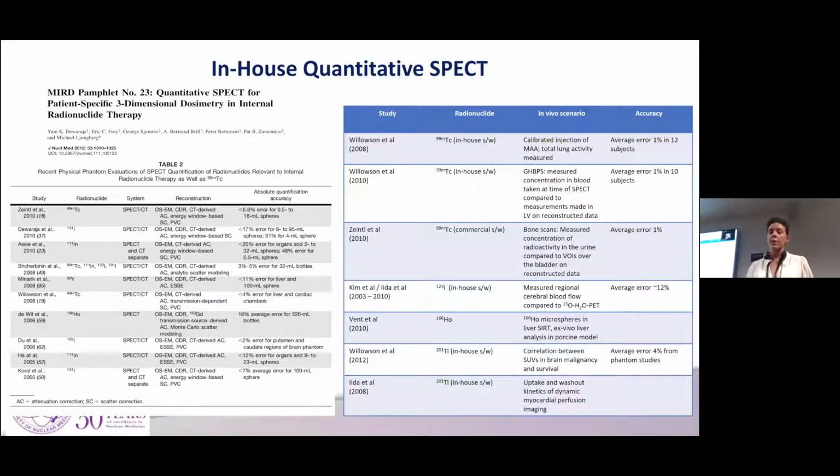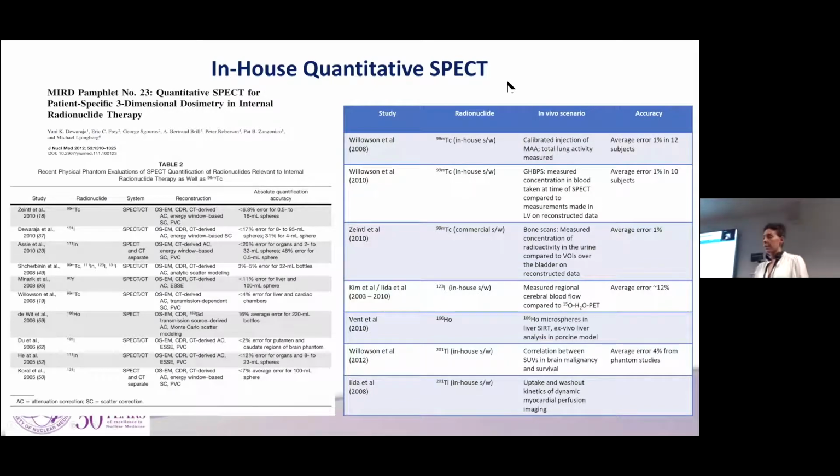But what I wanted to highlight here is that you can see there's a range of radionuclides that have been investigated. It's not just technetium. And certainly technetium tends to be the most simple isotope to investigate, but we have seen lots reported in the literature for other radionuclides as well. And when we consider on the far right here the accuracy of these in-house methods, we tend to find that it is actually quite good.